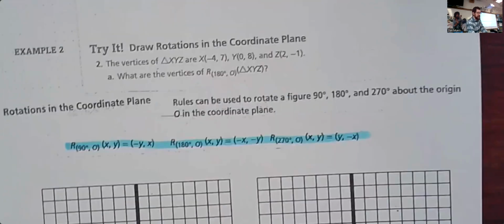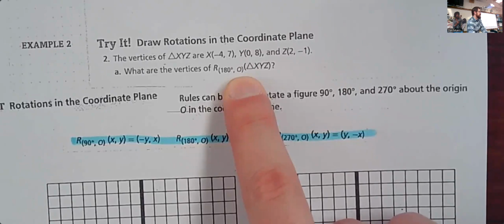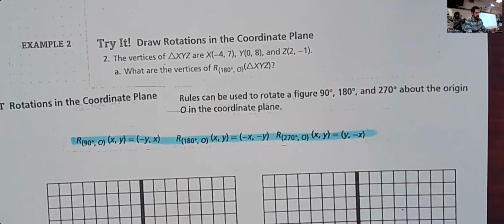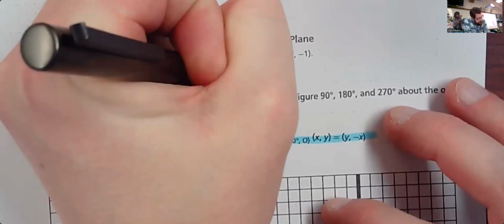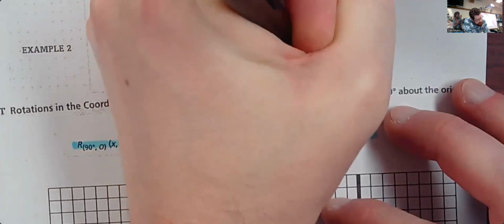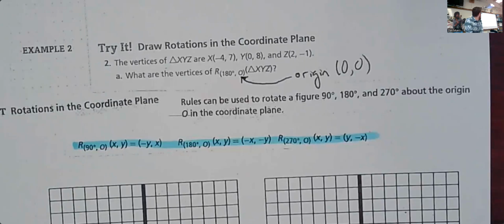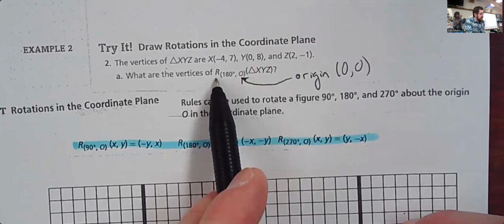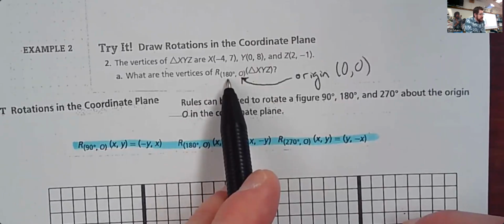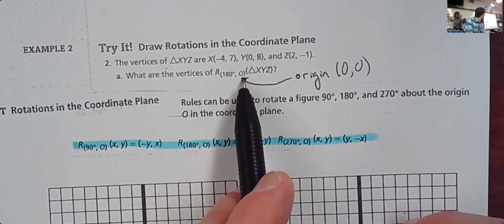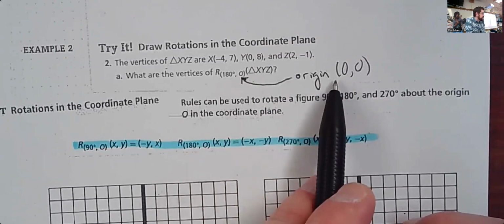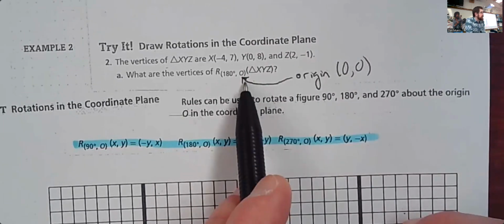Anytime we rotate, this 0 is not a 0. That's an O. O stands for origin. So I'm going to put an arrow to that. That stands for origin, which is the point 0, 0. Capital R means rotation, 180 degrees, comma, O for origin. Origin, where the origin on a graph is the point 0, 0. This is where you are rotating something around.